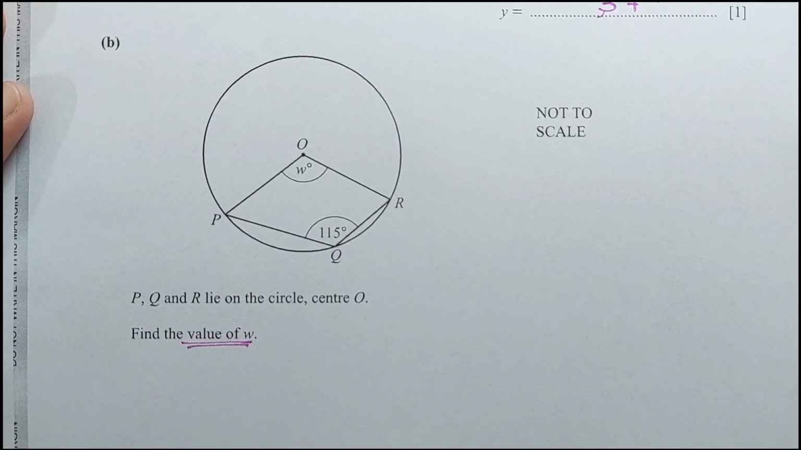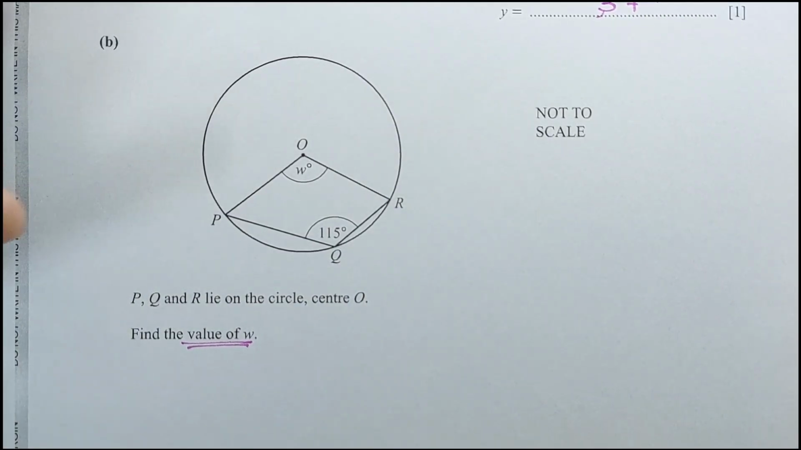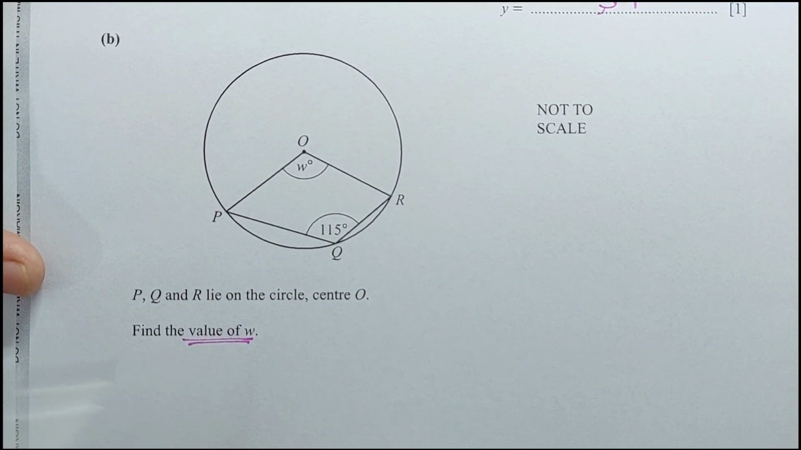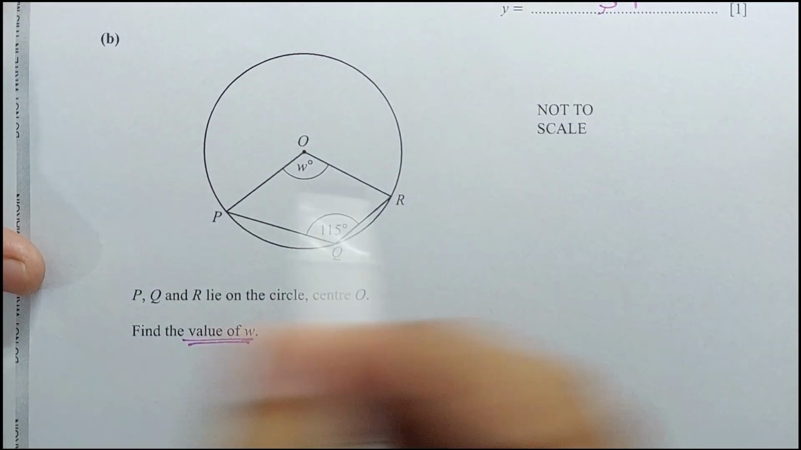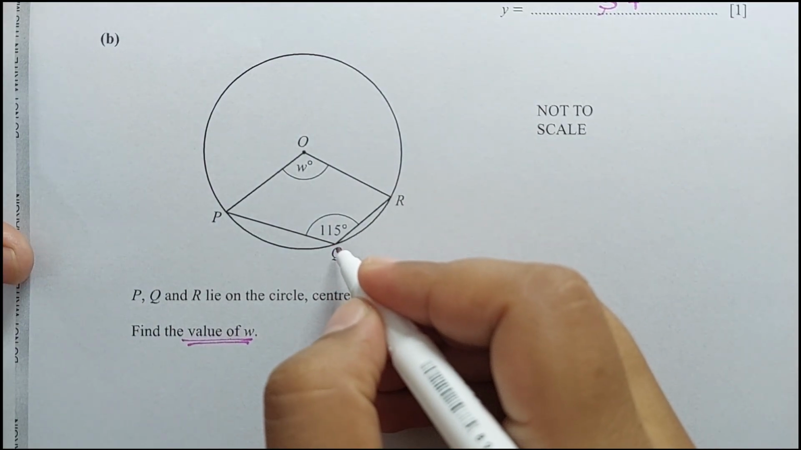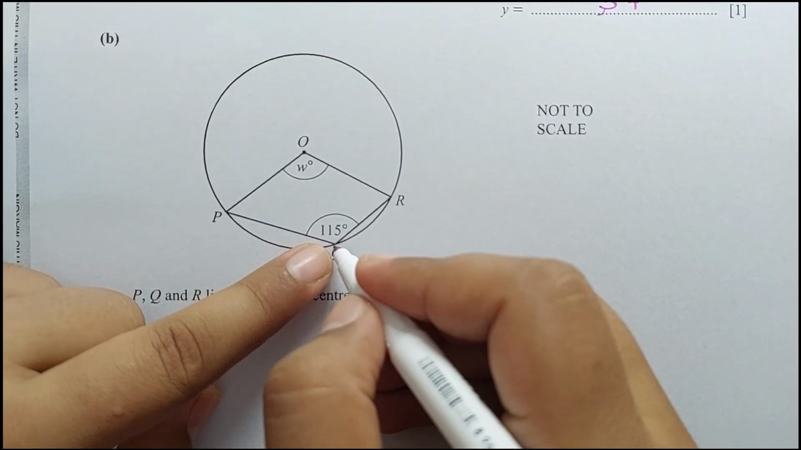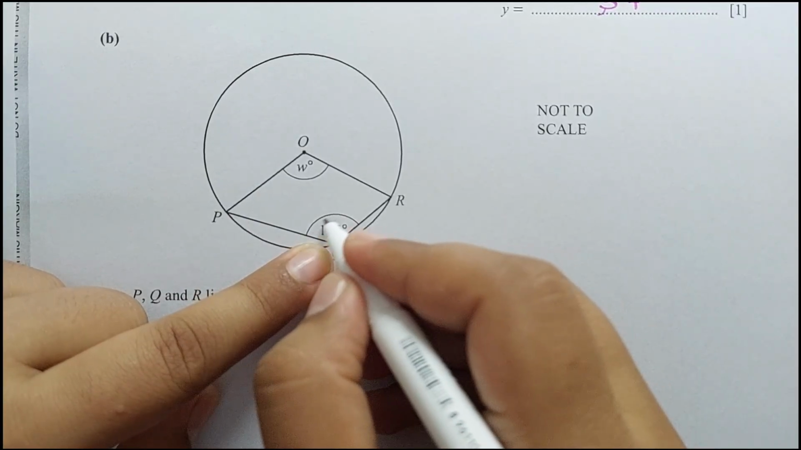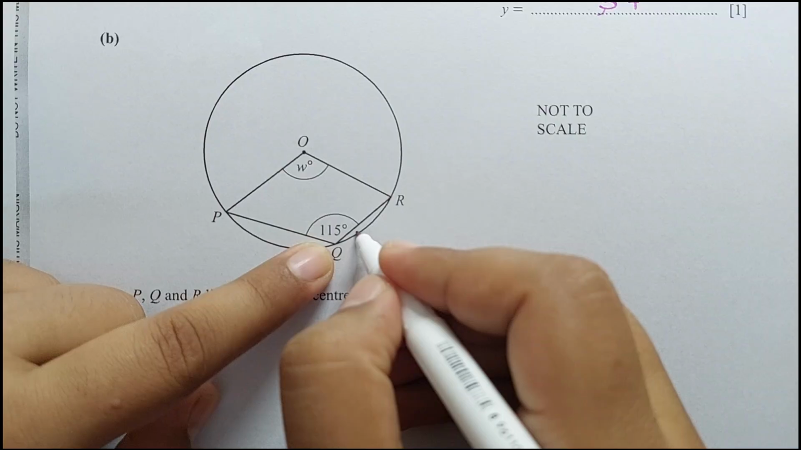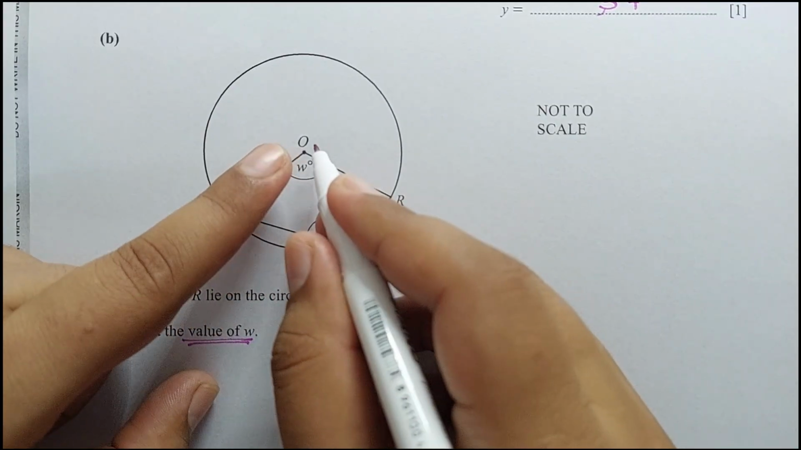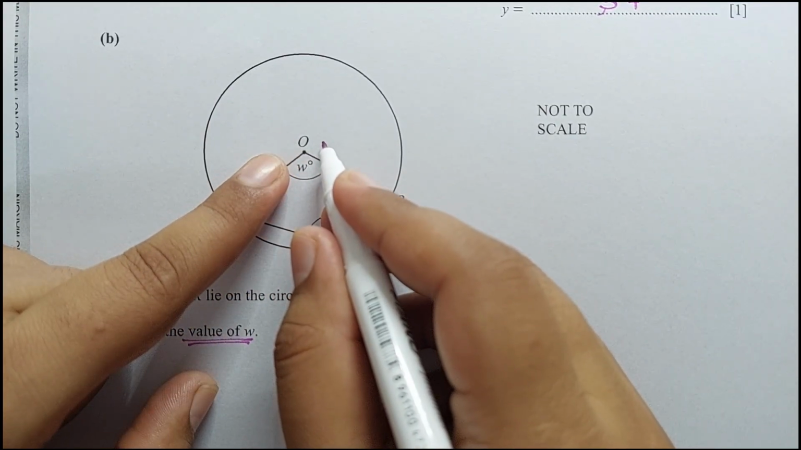Okay, so we will get the value of W in 2 steps, right? The first step I'm going to do is use the circle theorem. If you remember the circle theorem, the angle at the center is equal to 2 times the angle at the circumference, right?